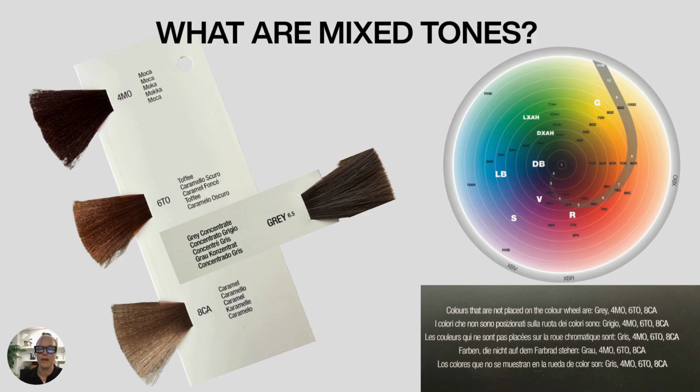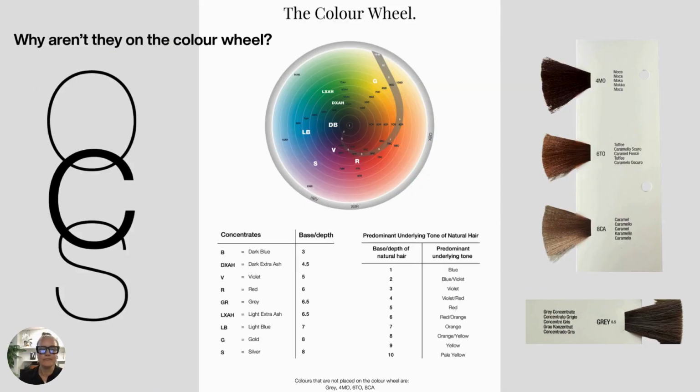And when you flip to the back of your color book, you will see this beautifully designed color wheel that shows all of the natural tones and where they sit, and then all of the OCS shades and where they sit. And also at the bottom of that page, you will see that it indicates that these colors, the gray, MO, TO, and CA, are not found on the color wheel. And let's talk about why.